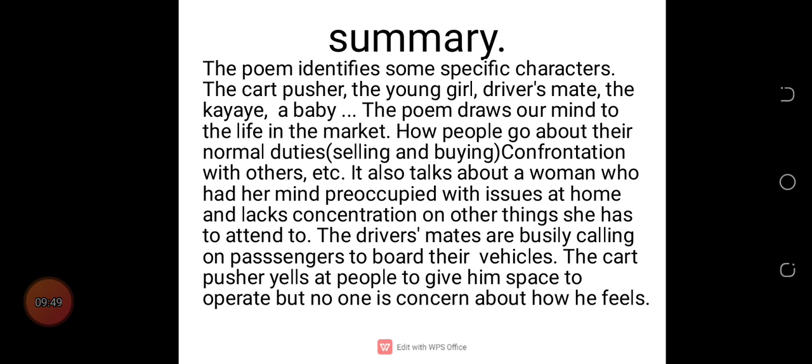Now, before we come to the summary of the poem, let us read the poem, then we'll come to the summary. So, the poem, Makola by Teresa Enin.